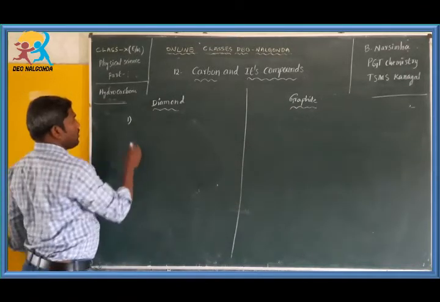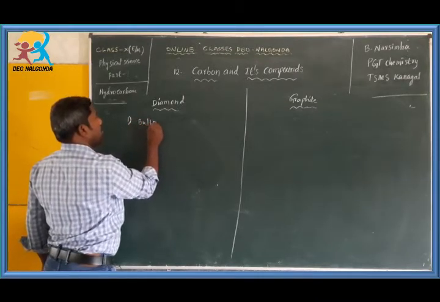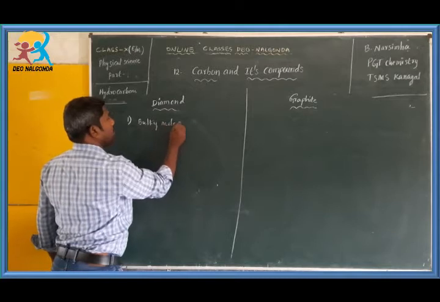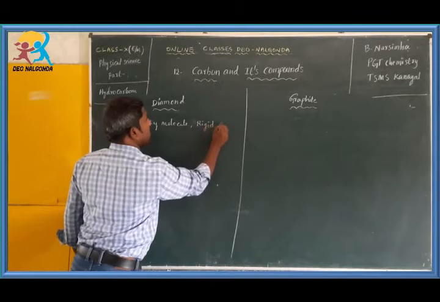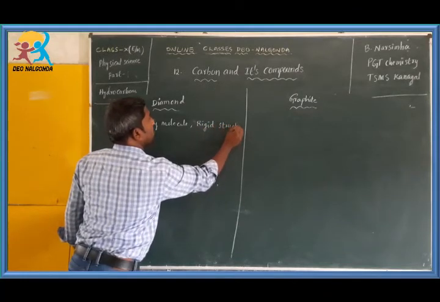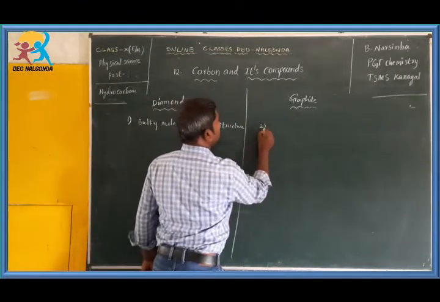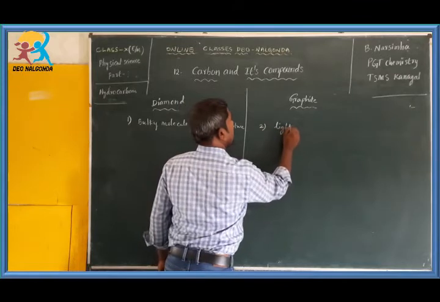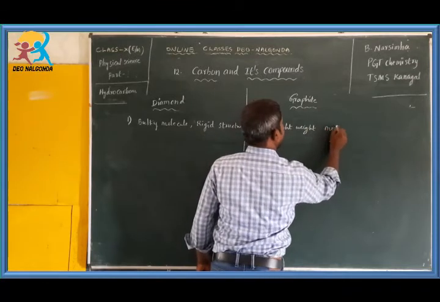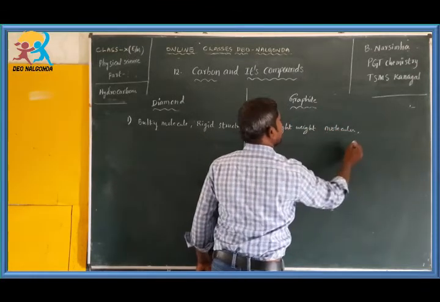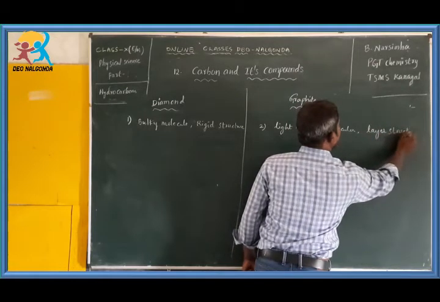Diamond is a bulky molecule with a rigid structure. Graphite is a lightweight molecule, containing a layer structure.